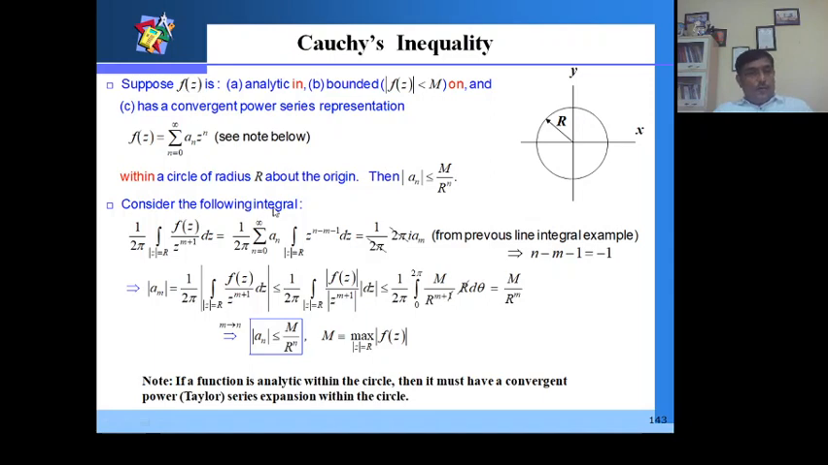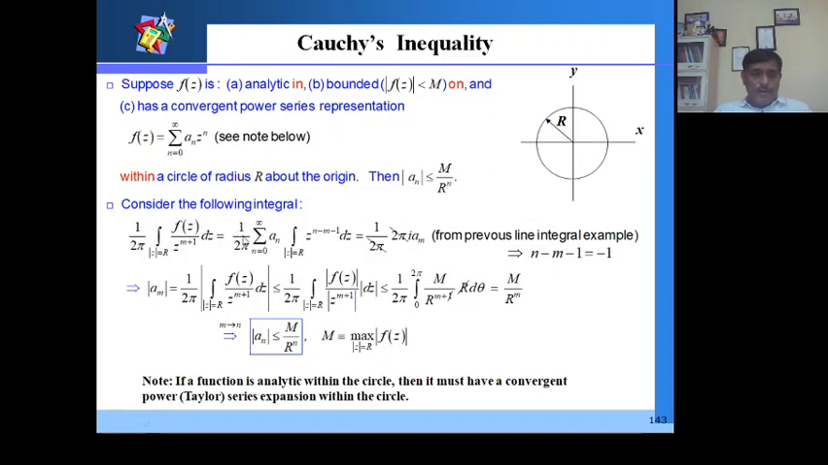Here consider the following integral. You know that 1 by 2 pi i times the integral of f of z divided by z minus z naught to the power of n plus 1, because we have taken it from the origin, z naught is 0. That becomes z to the power of n plus 1 into dz, over mod z equal to capital R, the radius capital R.